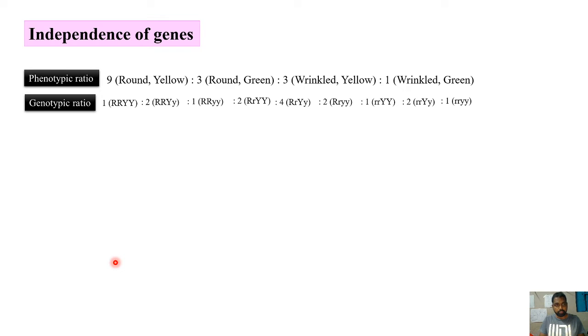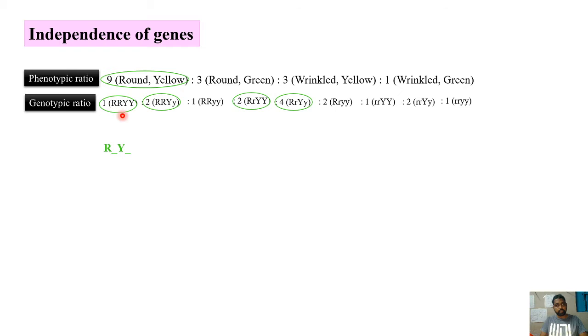So before going into the details of the gene interactions, we'll just see what we understood in the earlier lectures, mainly based on the dihybrid cross. In the dihybrid cross, we understood that the phenotypic ratio was 9:3:3:1, and the genotypic ratio consists of 9 different types of genotypes. And we have seen that 4 are double heterozygotes, a total of 8 are single heterozygotes, and 4 are double homozygotes.